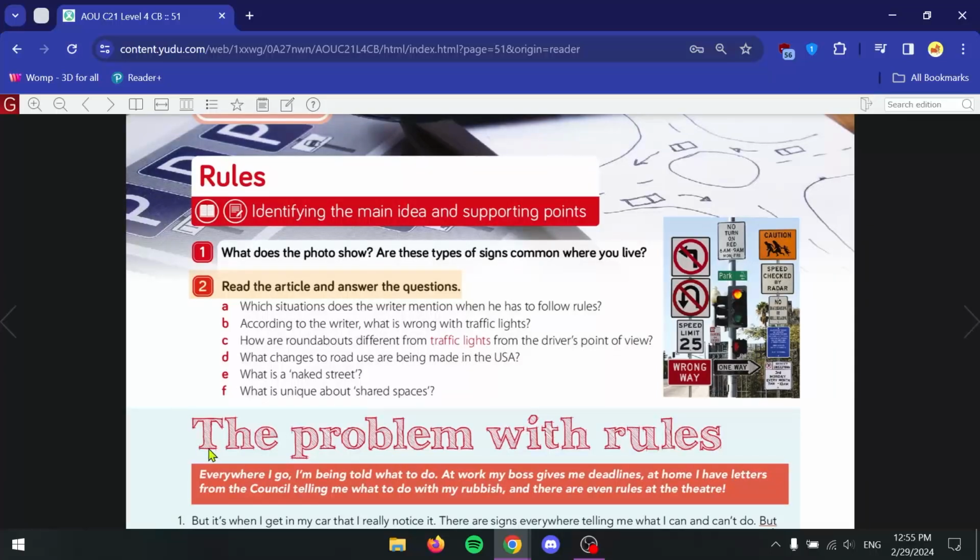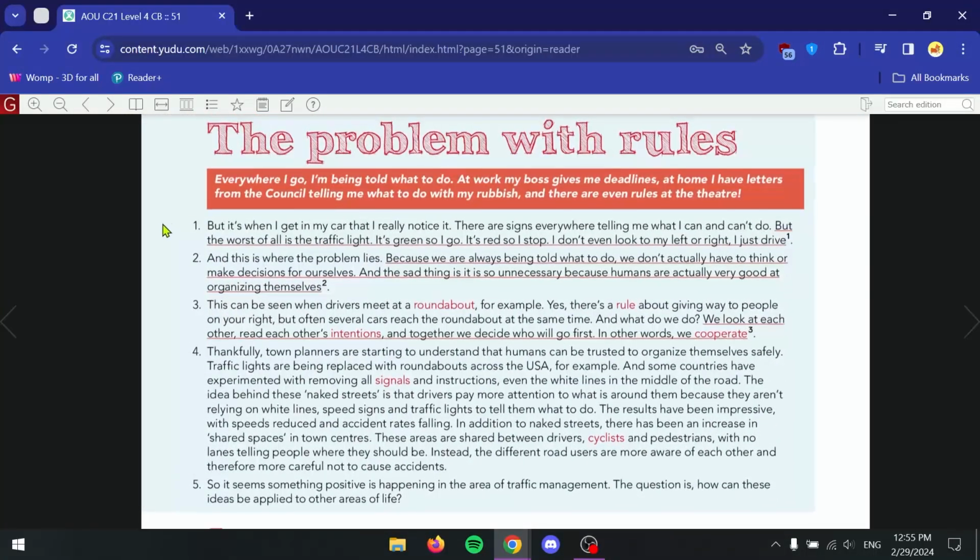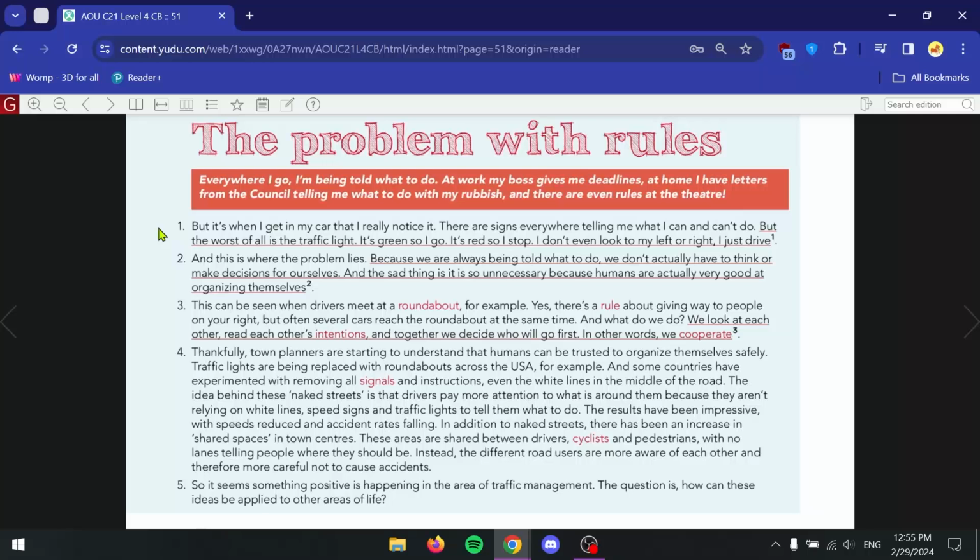What I want you to do is take a look at the head of this text right here, the problem with rules, and pause the video for a bit and try to come up with ideas of what you might think the text is going to be talking about. I'm going to assume you just did that. Now I'm going to show you the text one more time, but this time I want you to pause the video once more, go through it quickly just to get a general idea of what the text is talking about, and then we'll move on.